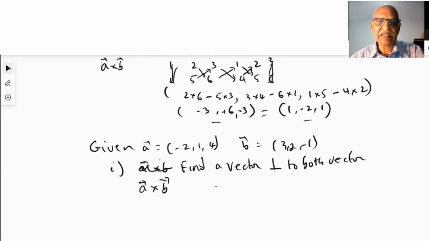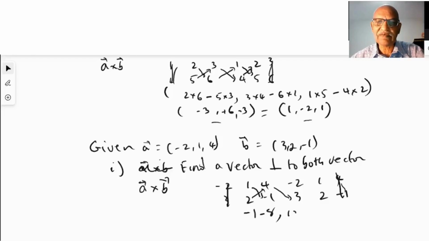I write exactly the same way we did before, minus 2, 1, 4. I write it twice. I write 3, 2, minus 1, 3, 2, minus 1. I cross out the first column. I cross out the last column. Then I say 1 times minus 1, negative 1, take away 2 times 4, 8. 4 times 3, 12. Negative 1 times negative 2 is positive 2.